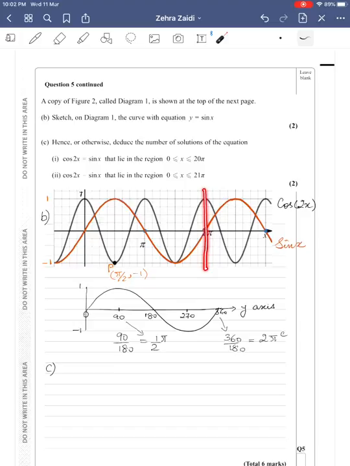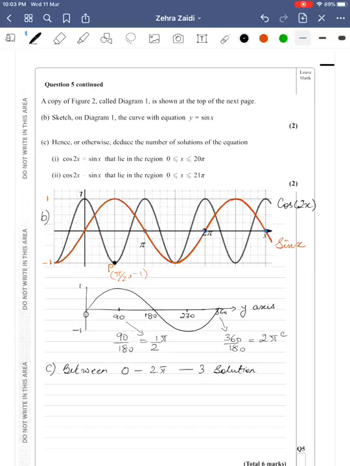So let's count from 0 to 2 pi radians. Alright, so this is our first solution, 1. This is our second solution, 2. And this is our third solution. Okay, so between 0 to 2 pi we have 3 solutions. So let's write that down. Between 0 to 2 pi radians there are 3 solutions.